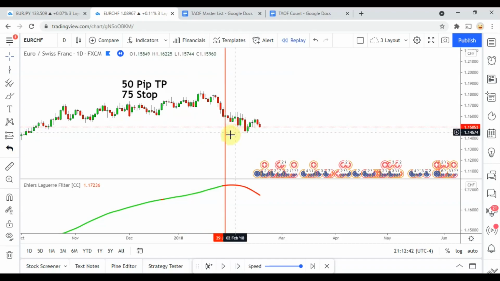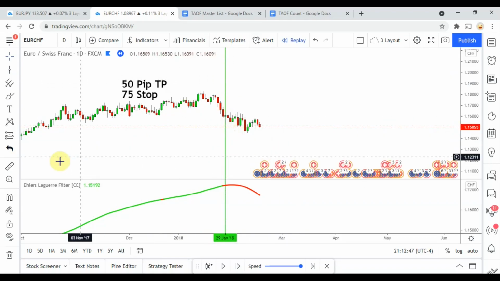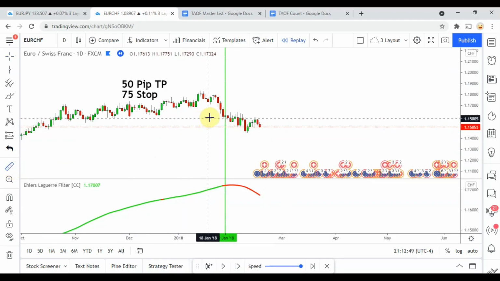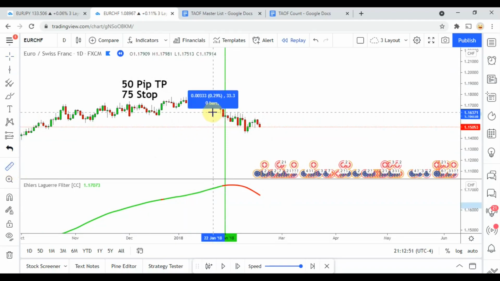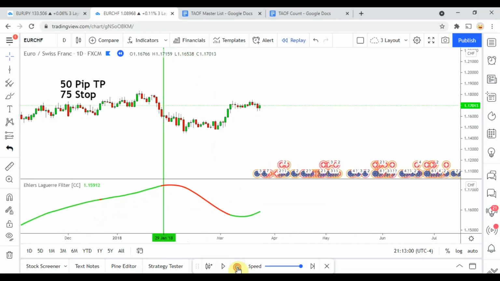There on that one, and it does appear as though it got us to take profit. Just double check it here to be sure. Yep, definitely did not get stopped out on the upside, and it did go on down, getting us to where we needed to be.